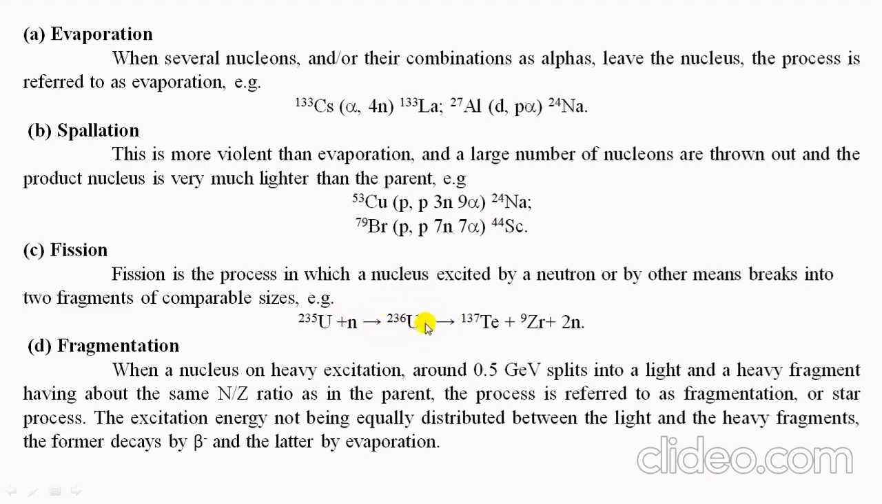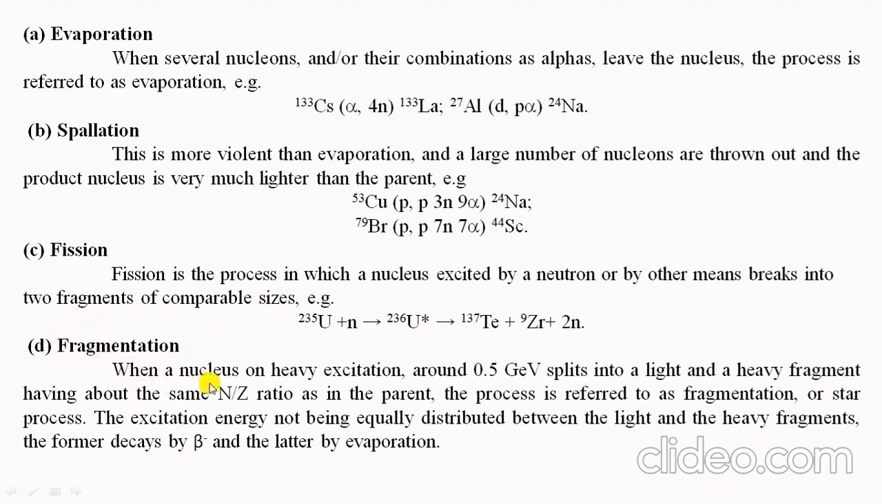So in the fission process, the nucleus is excited either by a neutron or by other means and breaks into two fragments of comparable sizes, with emission of two neutrons. This number is a typing mistake. So fission is the process in which a nucleus excited by a neutron breaks into two fragments of comparable sizes.